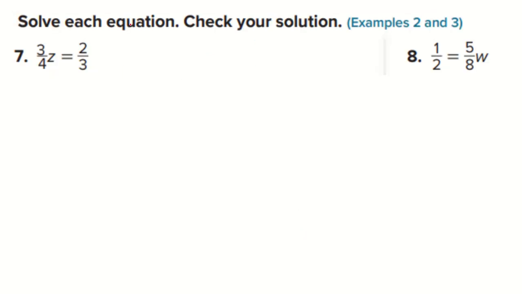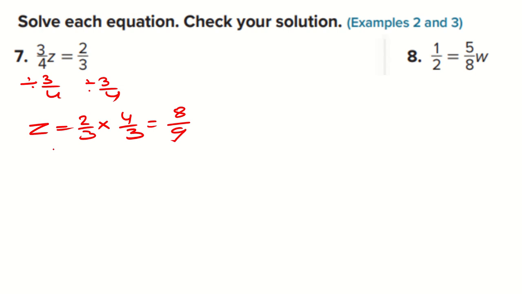Now next is solve each equation and check. Now this question deals with the fractional number. So here z is multiplied by 3 over 4. So divide by 3 over 4, divide by 3 over 4. What will you get here? z is equal to 2 over 3. Now you see division with the fractional number. So what will you do? Multiply and flip the numbers. So it will be 8 over 9. This is the answer.